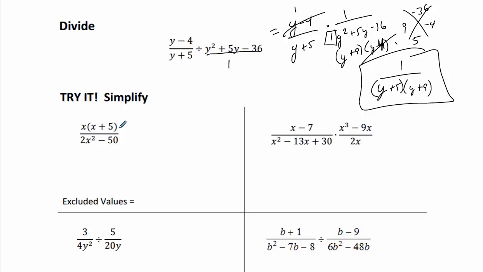Okay? There are a couple try-it problems. I want you guys to work on them. You've got simplifying, excluded values, multiplying, dividing. There should be 4 examples there. I want you guys to work on that. Pause video. Hit play when you get done. Find out if you're right.